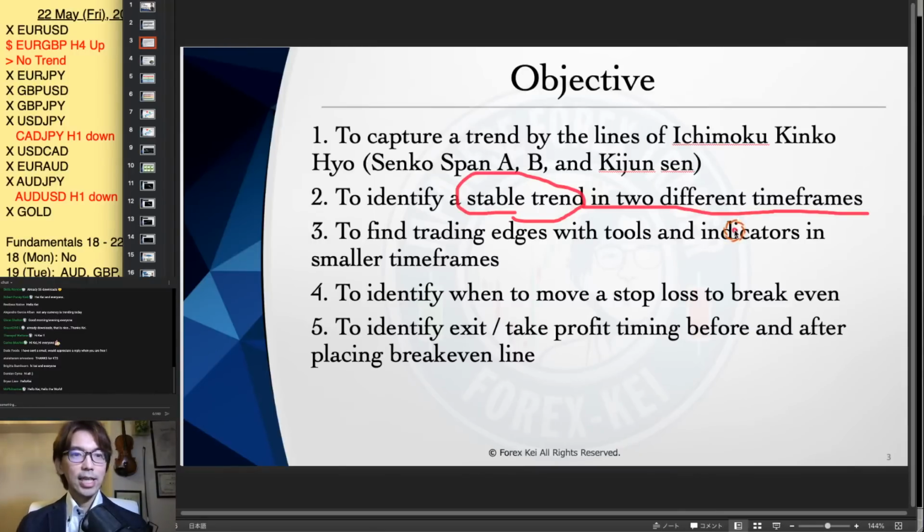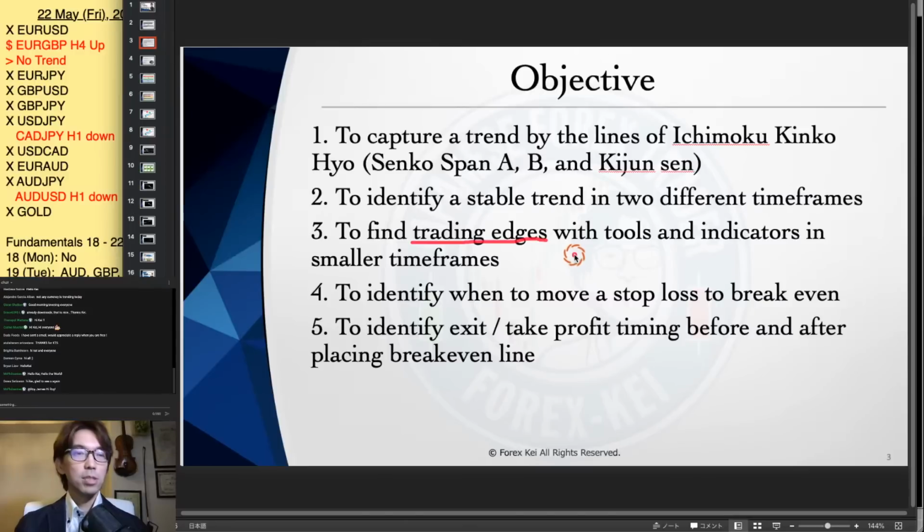confirm the trend, and start to look at the exact entry timings, which is actually the third objective on this PDF. So after I capture and confirm the trend in two different time frames, what I will be doing is I will start to look for and capture the trading edges by looking at smaller time frames.